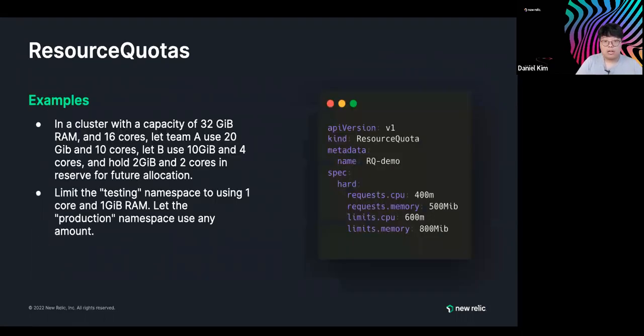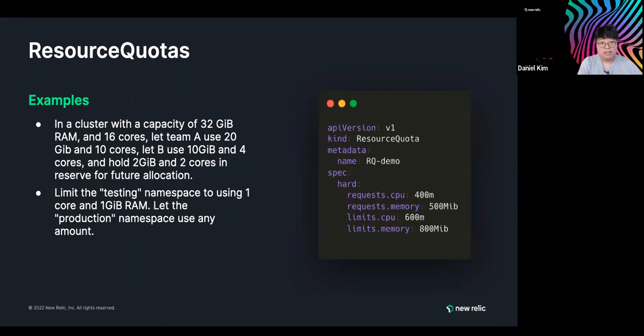So resource quotas are very powerful, and you can use them to restrict CPU and memory resource usage at the namespace level. If you see on the right, that's an example of how you define a resource quota in Kubernetes. And each section within the spec under hard is optional, so you can kind of mix and match what you want to enforce in your environment.